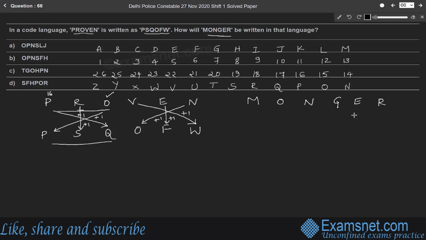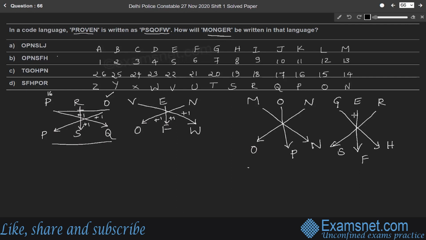MONGER. So consider the first three, M, O, and N. The next letter to M is N. Next to N is O. Next to O is P. So here O, P, N. So consider the last three letters. Next to G is H. Next to R is S. And E plus 1 is F. Therefore, the answer is OPNSFH.